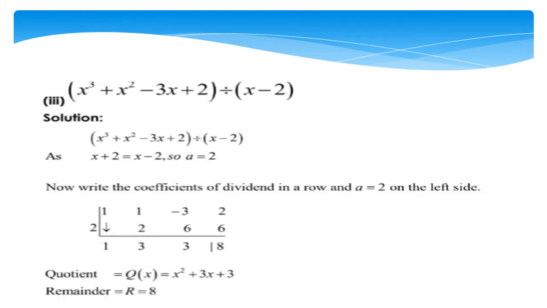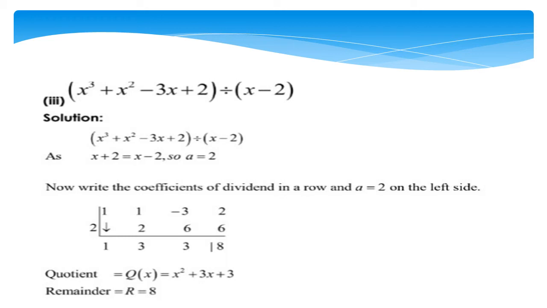Third question: x cube plus x square minus 3x plus 2 divided by x minus 2. Solution: x cube plus x square minus 3x plus 2 divided by x minus 2. Setting x minus 2 equal to 0, a is equal to 2. Now write the coefficients of the dividend in a row, with a equal to 2 on the left side. The procedure is the same: the x cube coefficient is 1, the x square coefficient is 1, the x coefficient is minus 3, and the constant value is 2.